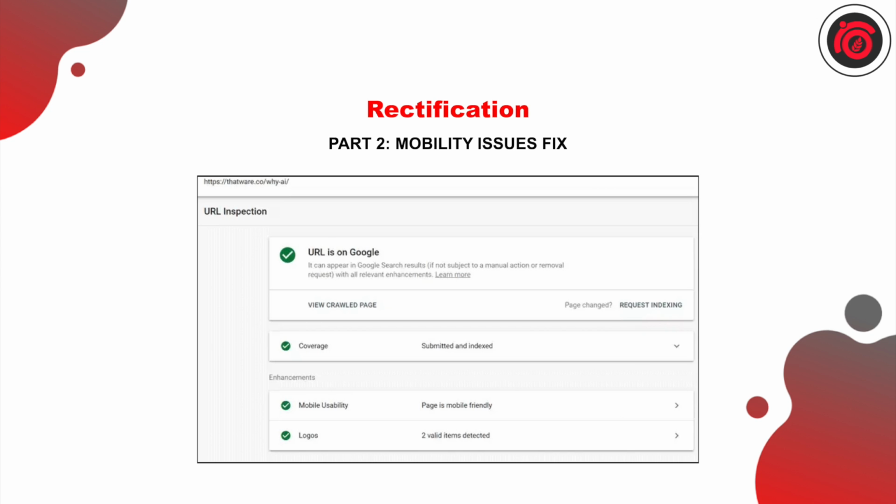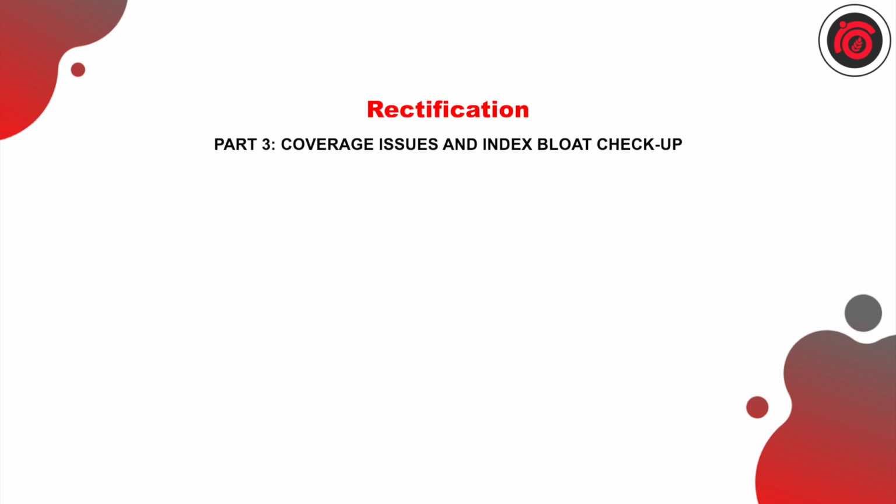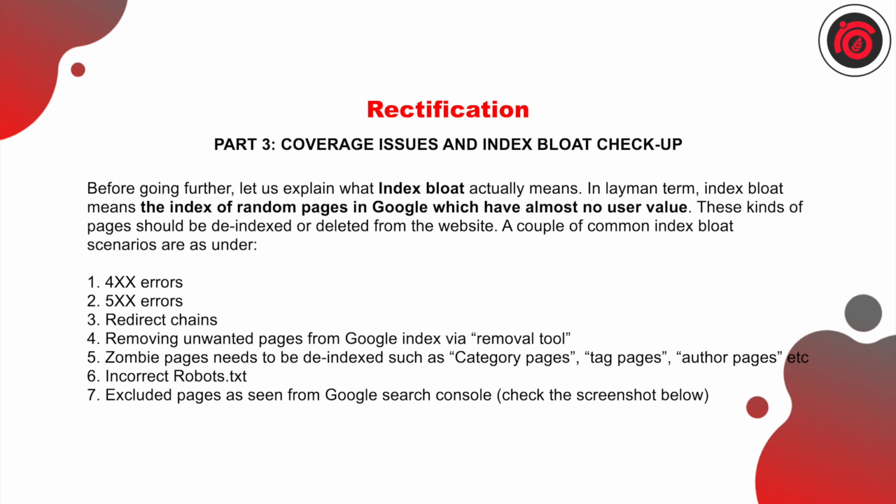So once you have all this done, let's move on to the third part, that is the coverage issues and index bloat checkup. You have to go to the coverage issues tab of your Google Search Console, and search for common errors like 4xx errors, 5xx errors, and redirect chains. We have to remove unwanted pages from Google using the robots file and the removal tool that you have in Google Search Console. You have zombie pages in Google which need to be de-indexed.